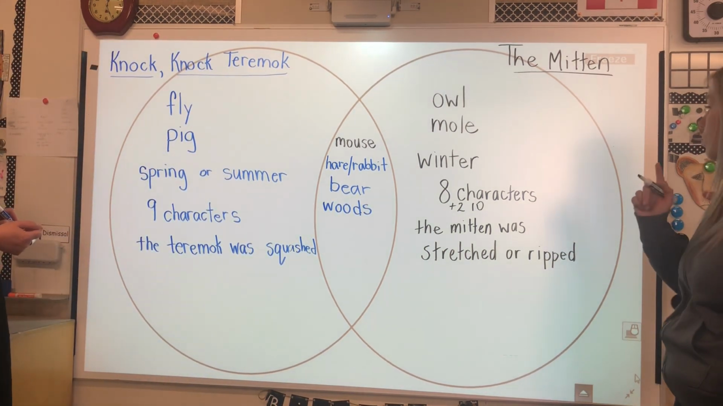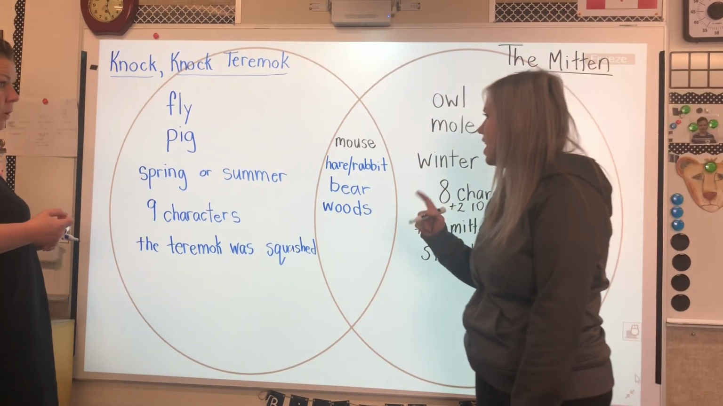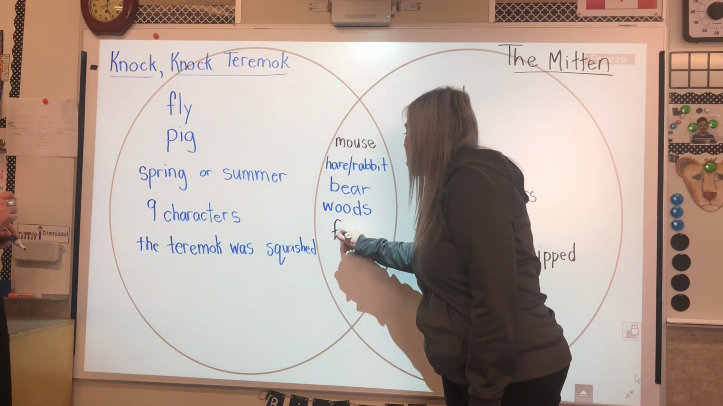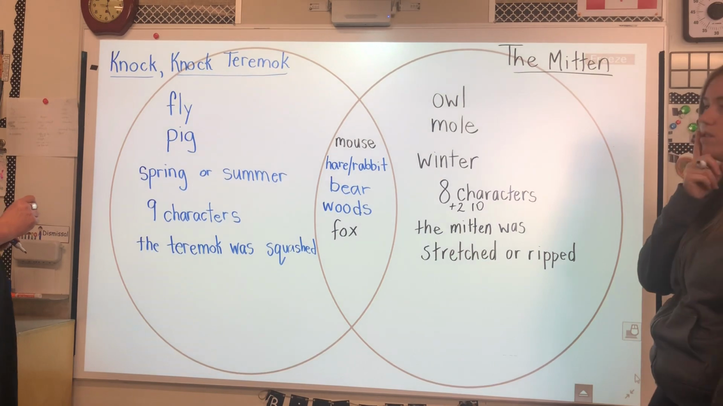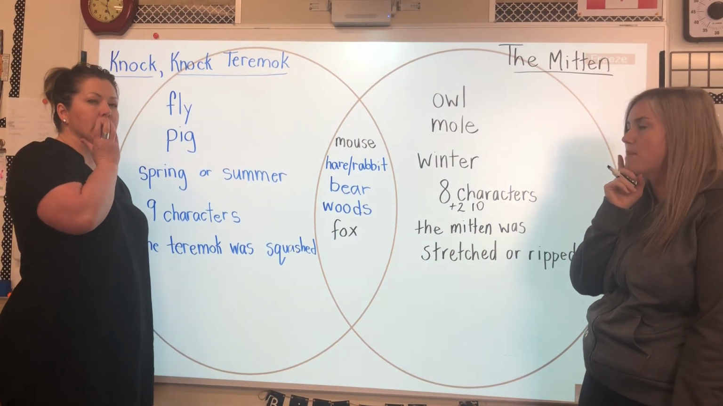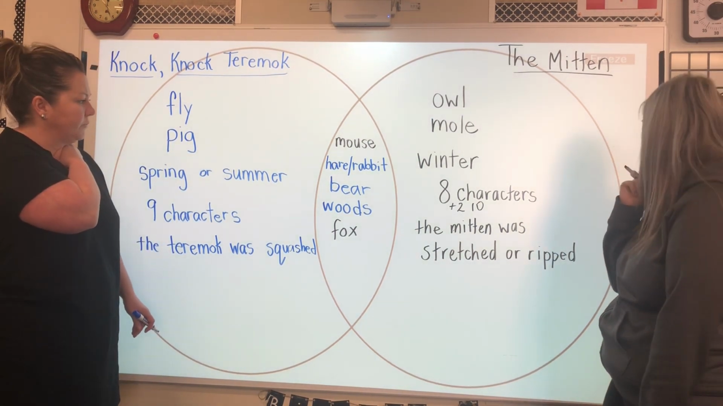Okay. Oh, I remember one more animal. I think that there was a fox in The Mitten. And in Knock Knock Teremok. Oh, you're right. There was in both, the sly fox. Anything else? You think you could just use your brain, think back to that Mitten, think if there's anything else.